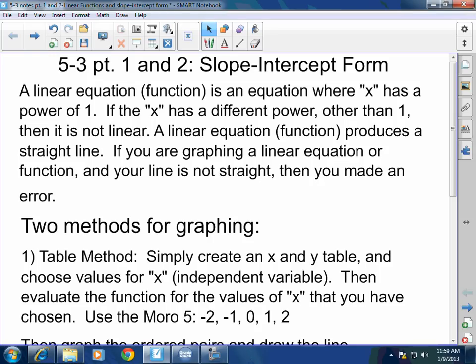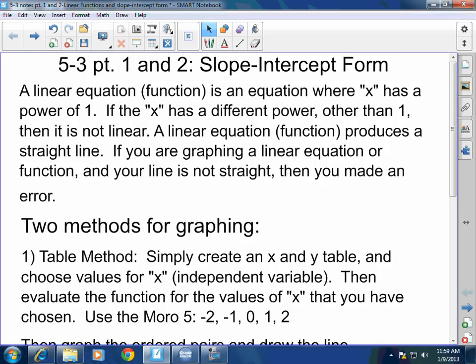Another good thing about it, you're going to use this slope-intercept form, I promise, for the rest of your mathematical career. You're going to see it in geometry, you're going to see it in algebra 2 and trig, you're going to see it in pre-calculus, you're going to see it in calculus. So no matter what math you go to, you're going to need this forever. So it would behoove you to really learn it and understand it right now.